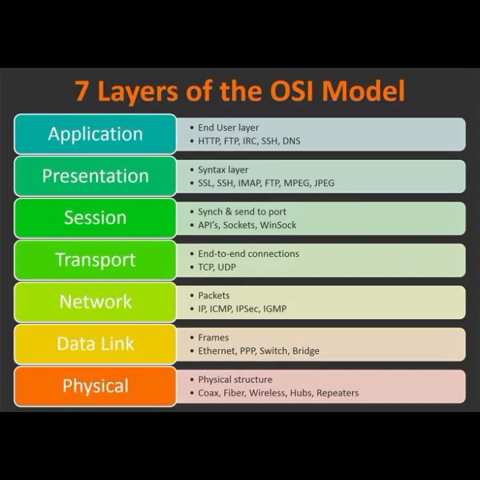These seven layers work together to enable communication between devices on a network, with each layer performing specific tasks to ensure data is transmitted accurately and efficiently across the network. It's important to note that while the OSI model provides a conceptual framework, not all networking protocols and technologies fit perfectly into these seven layers, so it serves as a guideline rather than a strict standard in practice.